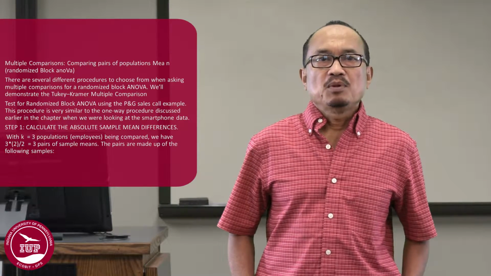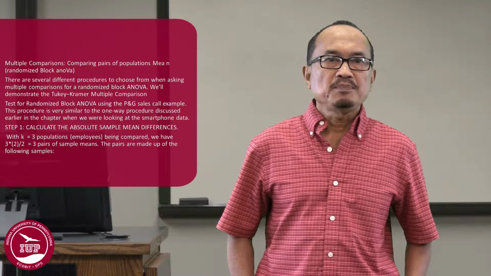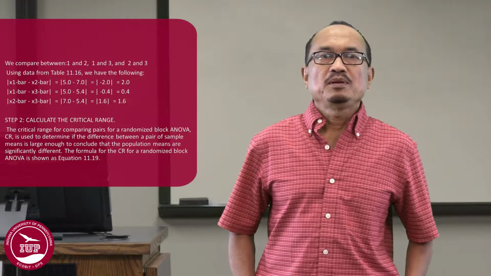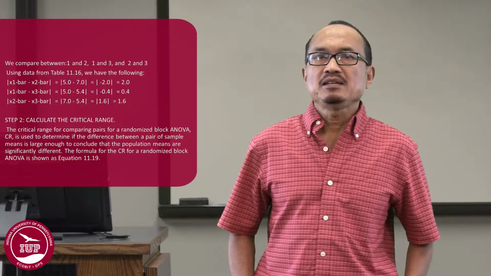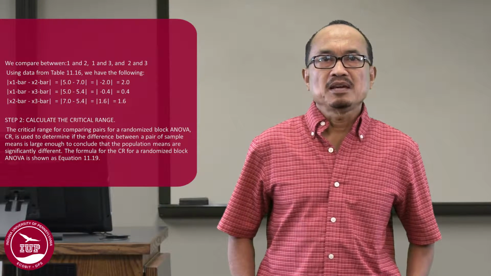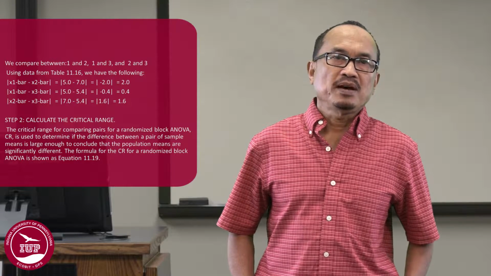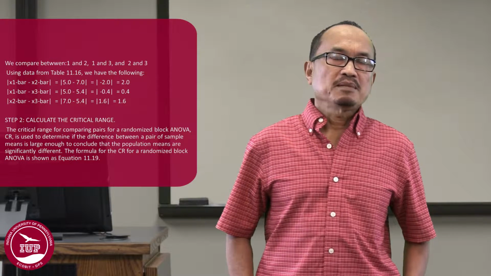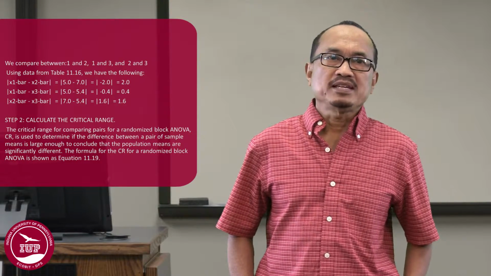With k equal 3 populations or employees being compared, we have 3 times 2 divided by 2 equal to 3 pairs of sample means. The pairs are made up of the following samples. We compare between 1 and 2, 1 and 3, and 2 and 3. Using data from table 11.16, we have the following. X1 bar minus X2 bar equal to 5 minus 7 equal to minus 2. Absolute value is 2. X1 bar minus X3 bar is equal to 5 minus 5.4 is equal to minus 0.4, absolute value 0.4. X2 bar minus X3 bar equal to 7 minus 5.4 equal to 1.6. Absolute value is 1.6.